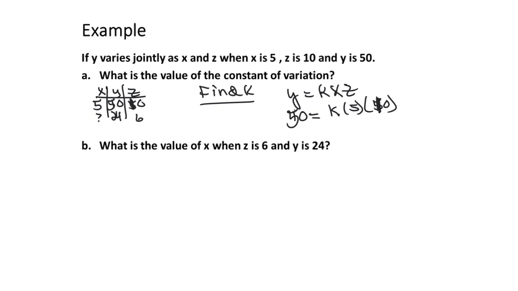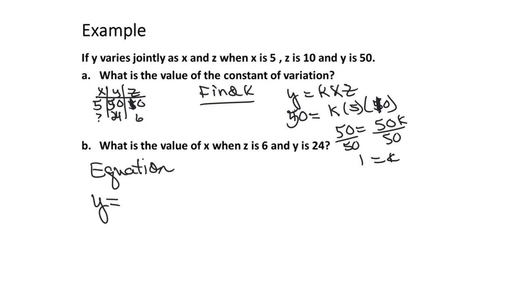All right, I've changed my table. I had the y and the z backwards. Y had a value of 50 and z had a value of 10. So we're going to multiply, and we're going to get 50 is equal to 50k. We're going to divide both sides by 50, and we're going to find that k is equal to 1. So your equation is going to be y is equal to 1xz.